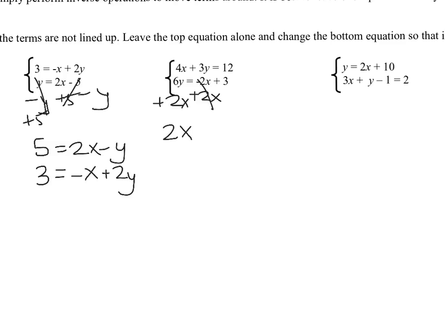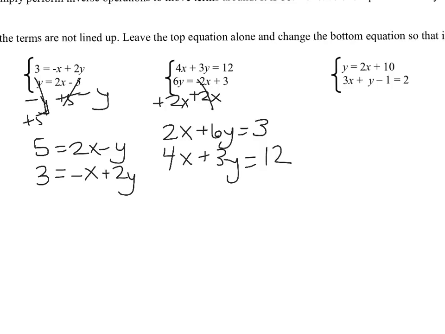So it's 2x plus 6y equals 3, and then right underneath it I'm going to write 4x plus 3y equals 12. Okay, again, that's not the only way to do it. You could take the top and subtract the 4x, and then you'd have the 3y lined up with the 6y, and then you'd have negative 4x lined up with the negative 2x, and then you would add 12.